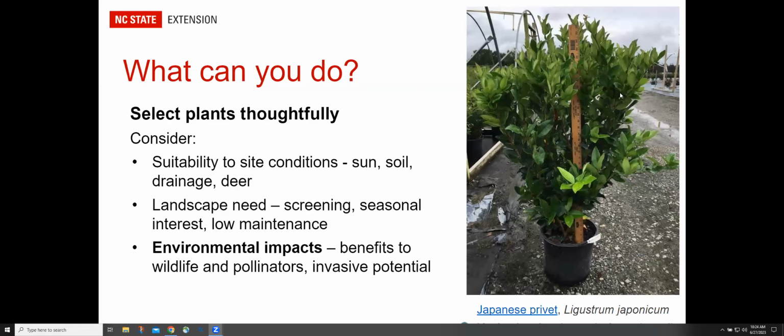In fact, the picture on the previous slide, the Japanese privet, Ligustrum japonicum, has potential to become invasive. Its cousin, the Chinese privet, is one of our worst and most widespread invasive plants throughout forests and low wetland areas across the state and the Southeast. So a lot of times, if a plant has another closely related plant that's become invasive, that close relationship can be an indication there's more potential for it to become invasive.